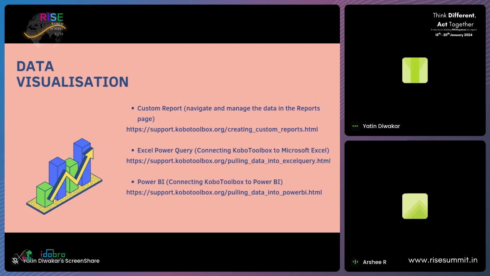The second approach is using Excel Power Query. Using this approach, you will get all the data into Excel, and from there you will need to create relevant charts and graphs. The third approach is Power BI. The Kobo Toolbox API allows you to connect your project with other data analysis tools such as Power BI, Excel, and Google Spreadsheet. Data that you have collected is shared with the external application, which can then be used for analysis and visualization. Also, you can use these APIs to create dashboards.